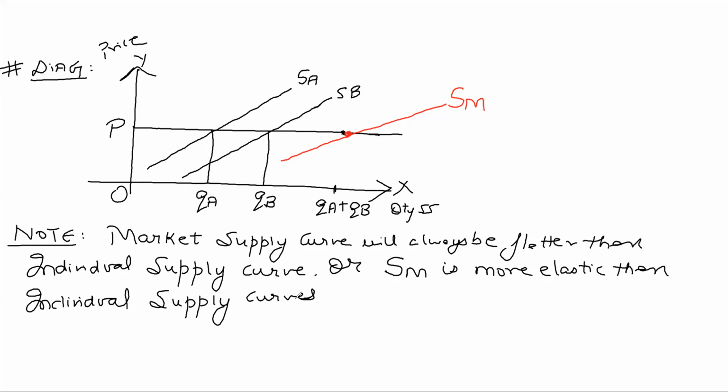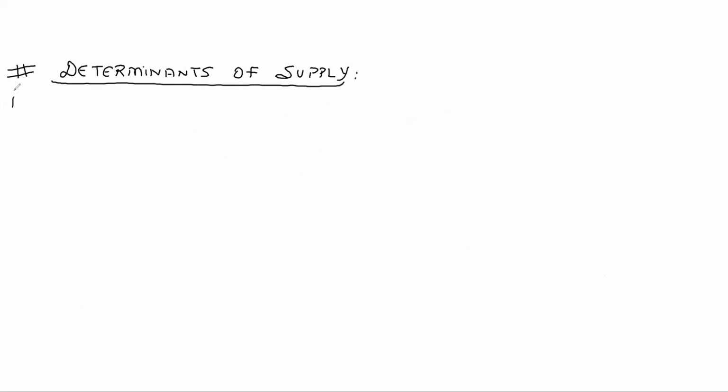Okay, no doubts. So moving forward, let's talk about factors affecting the supply curve. So our heading is determinants of supply. So let's talk about what all factors affect the supply curve. So obviously the first factor is own price of a commodity. We know the relationship. First factor is own price of a commodity.